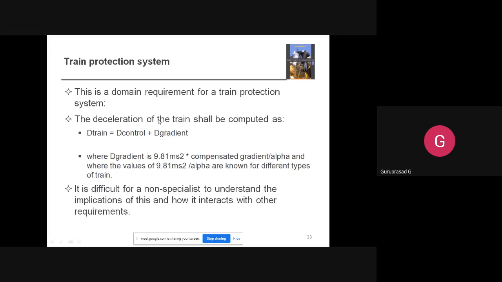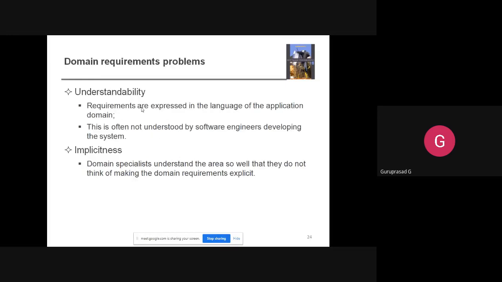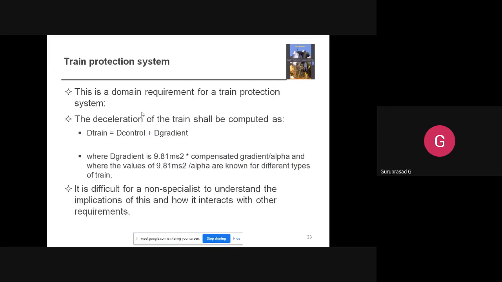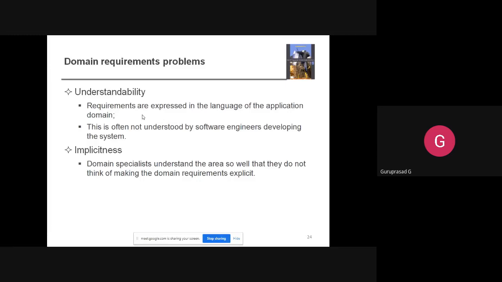So this formula is given. This formula can be understood by, say for example, an automobile engineer. A software engineer may not understand this particular formula, correct me if I'm wrong. So this is the problem. Understandability is one problem because it is generally written in the language of the application domain. So for other people who are going to develop the system, it becomes difficult.